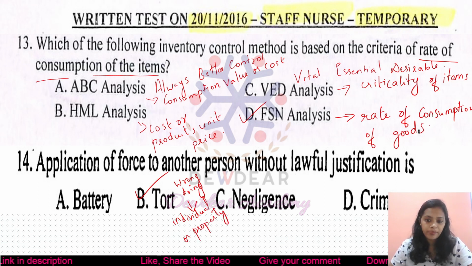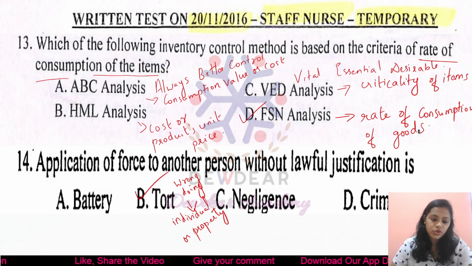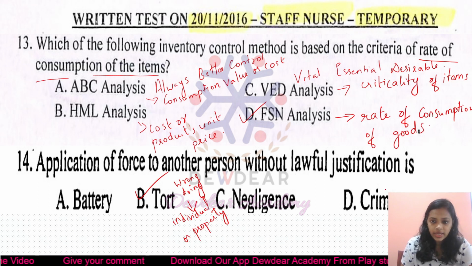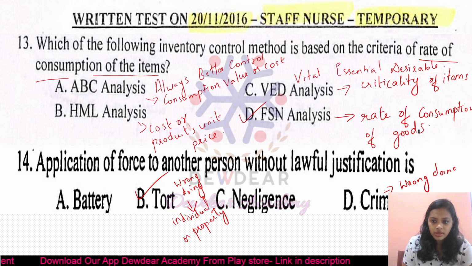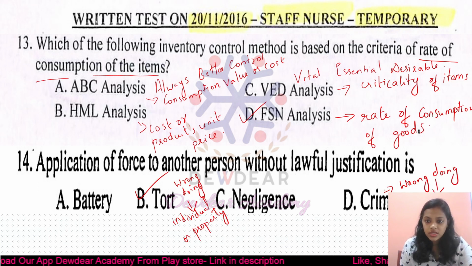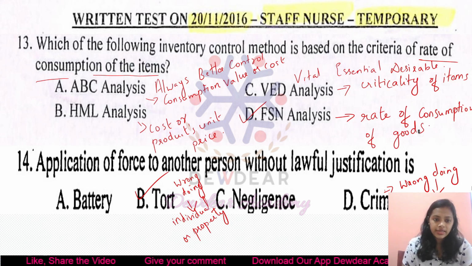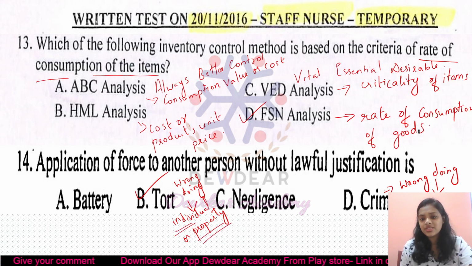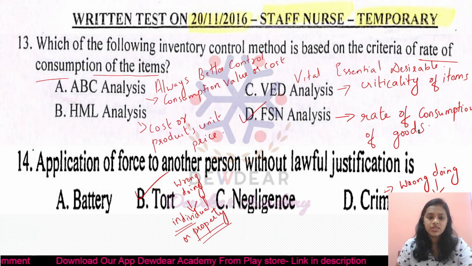Then what about crime? Crime is again a wrongdoing that is hampering the social order of the society. It hampers the social order of society. So here it is clear that tort is mainly against an individual or property, and crime hampers the social order of the society.